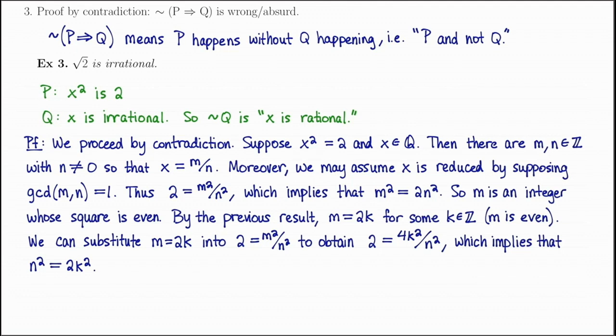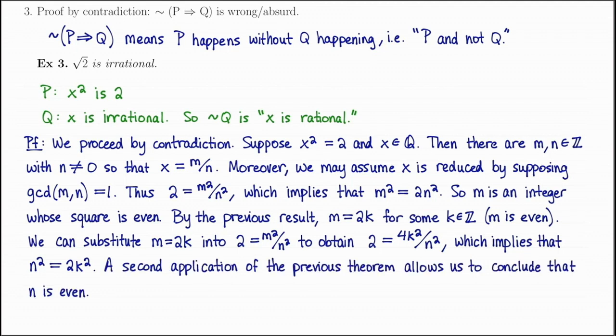Once again, n is an integer whose square is even. So a second application of the previous theorem allows us to conclude that n is even. And now we've actually reached a contradiction. When we began and we picked m and n, we did it in such a way so that their greatest common divisor was 1. In other words, m divided by n was reduced. You couldn't simplify it any further.